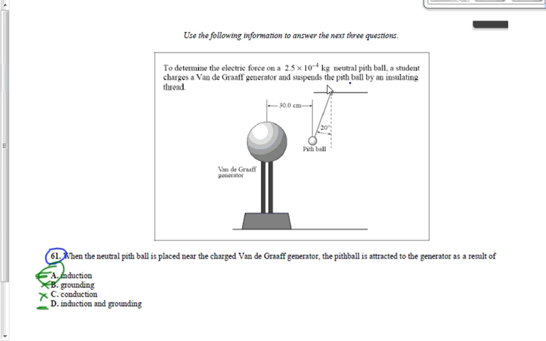Hey, can anybody explain to me real quickly before we actually answer the question at hand here? Why is the Van de Graaff generator not moving toward the pith ball? If it's attracted by an equal and opposite force, if the force on the pith ball is the same as the force on the generator, but opposite in direction, why is the generator not moving toward the pith ball as much as the pith ball is moving toward the generator?